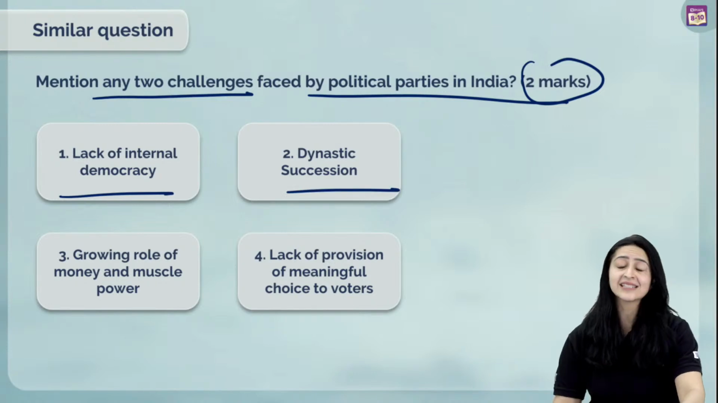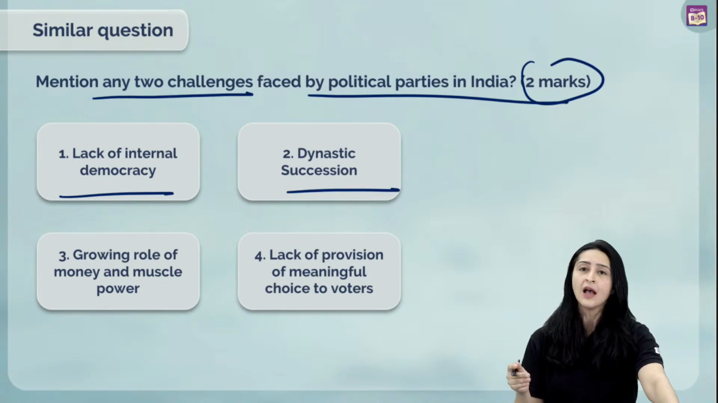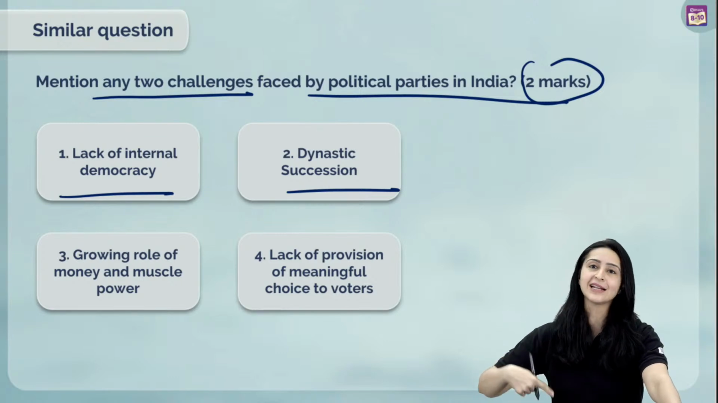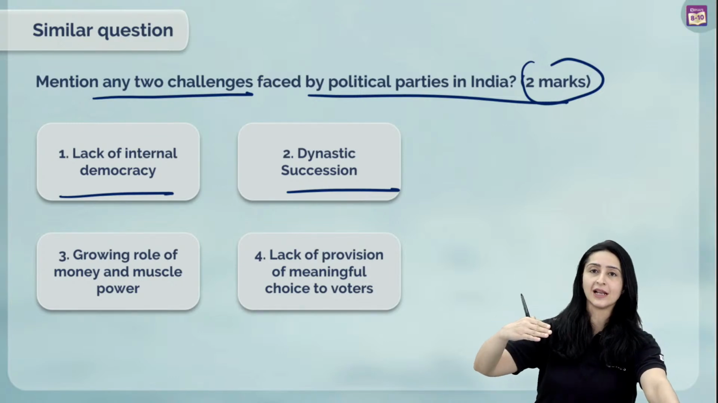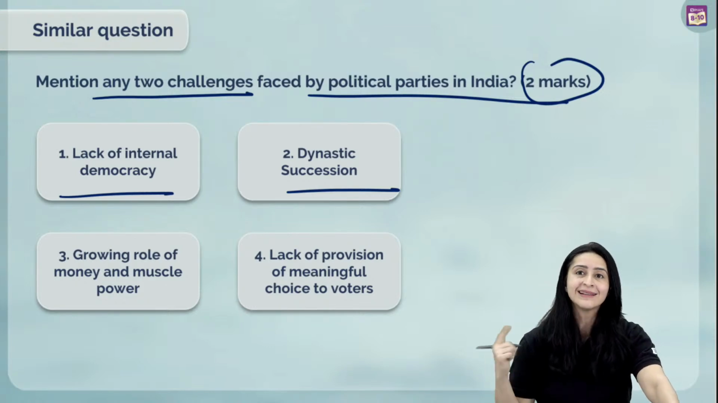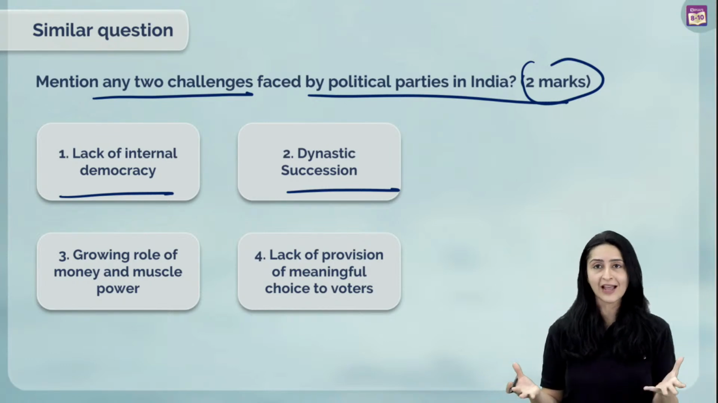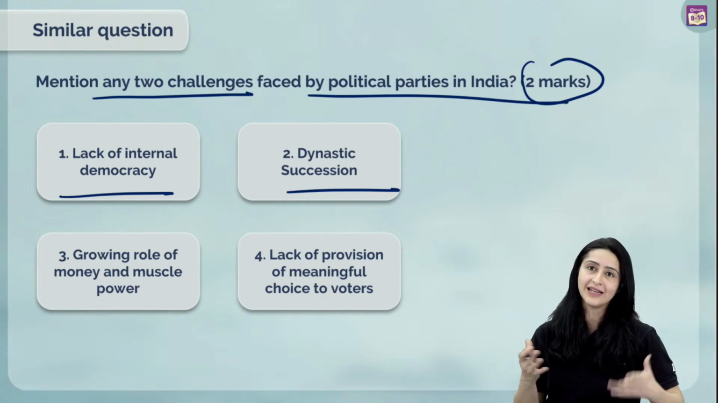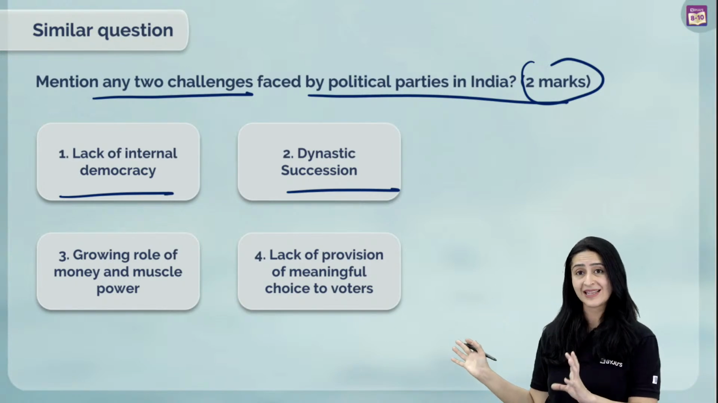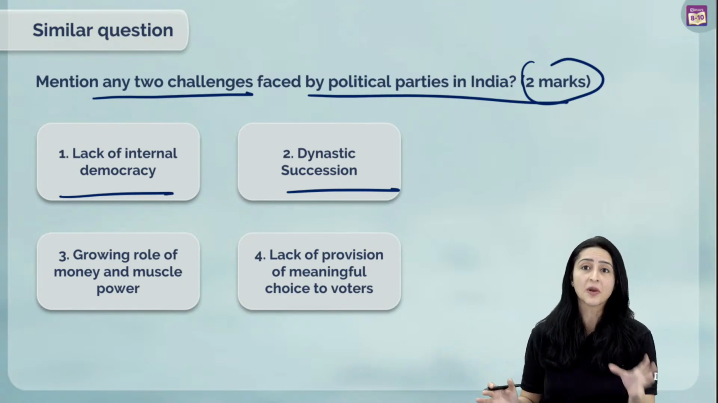There is dynastic succession. What does this mean? That the leader of the party is generally chosen because of the family that he belongs to, and if a particular person is a leader, then someone from his family is more likely to become the next leader. So other people don't really have that much of a chance to become the leader of the party, and this is why we are saying that this is a problem. It is dynastic succession. It's not really based on merit.